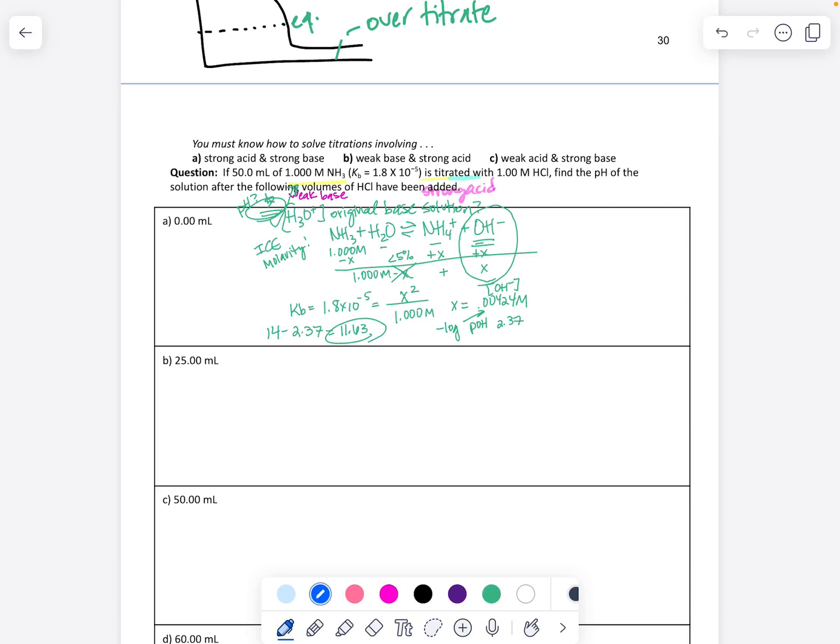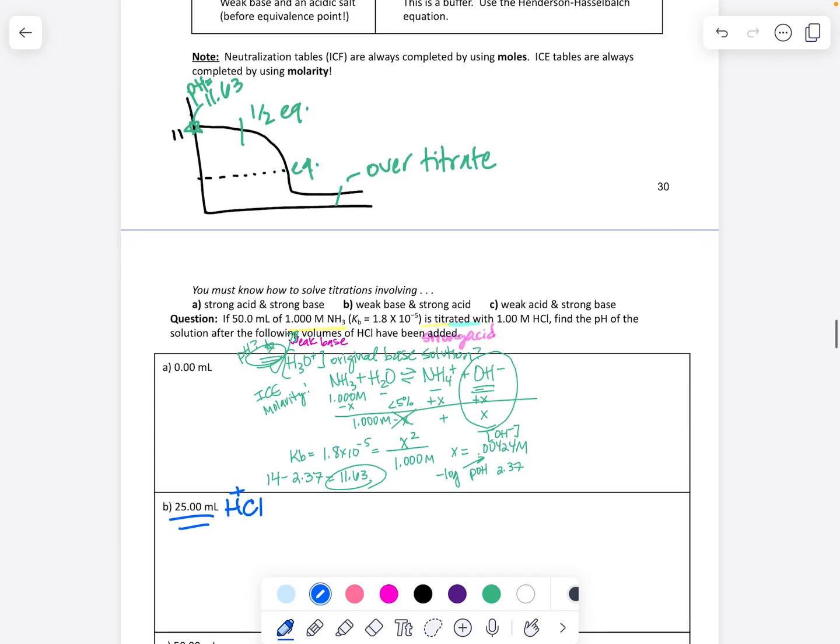So now we're going to add 25 milliliters of my HCl, okay, to my weak base. Okay, so I was only base. Now I've added a little bit of my acid. I've neutralized half of the base molecules, and now I'm at half equivalence. At half equivalence, you should know that the pKb is equal to the pOH.